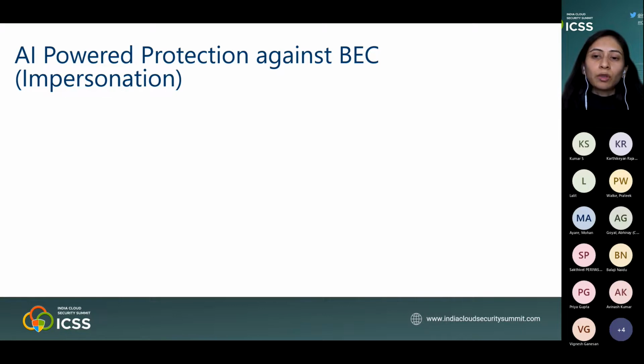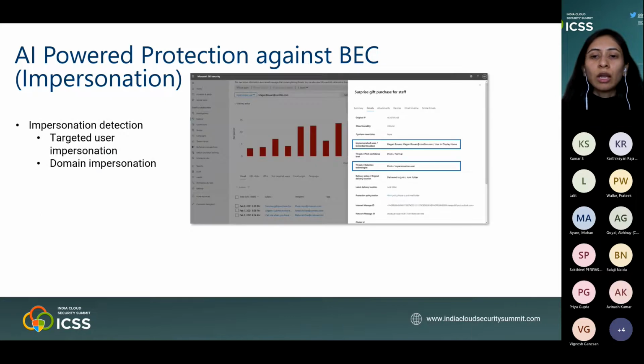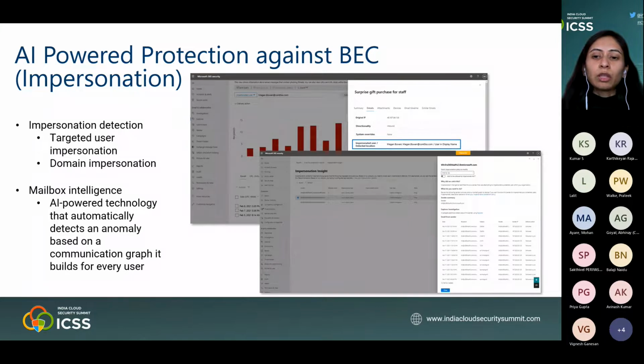Now within MDO, we have powerful impersonation detection for targeted user impersonation and domain impersonation. And we have an AI powered technology called mailbox intelligence that constantly learns and builds a communication graph for every user and automatically detects an anomaly. So the key difference here I'd call out between mailbox intelligence and targeted user impersonation is that mailbox intelligence learns the communication patterns, whereas the targeted one does not.